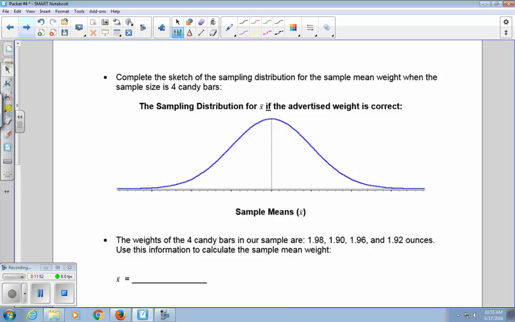Okay, so now we can sketch the sampling distribution, which is always helpful to have a good look at what's going on. It's centered at 2, and we can fill in the mean plus 1 standard deviation, plus 2, minus 2, and so on.